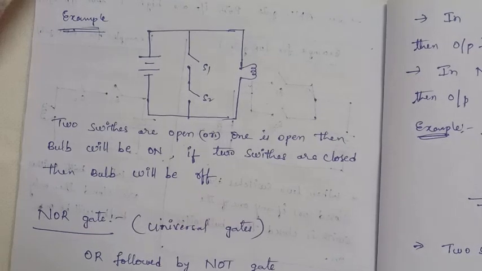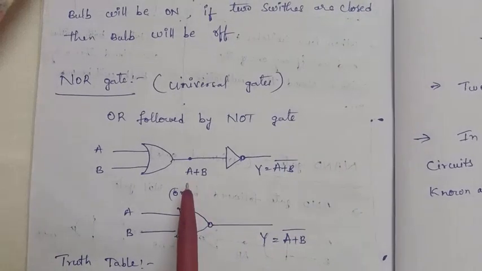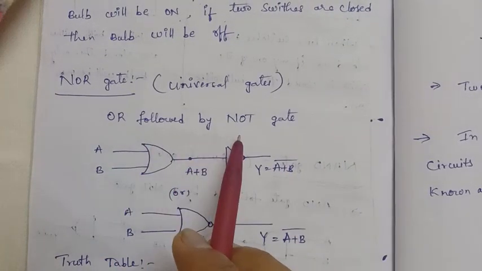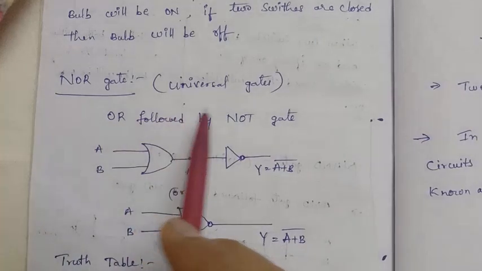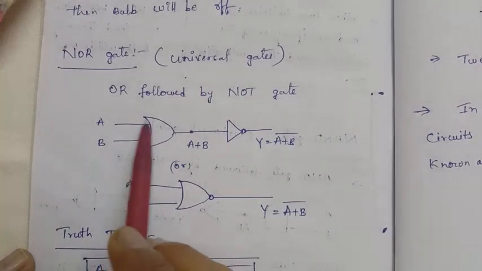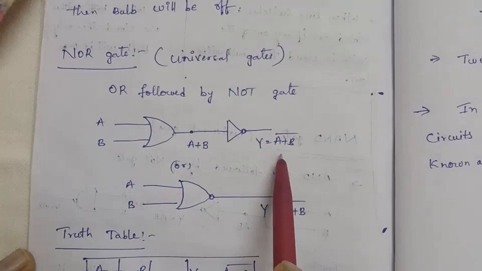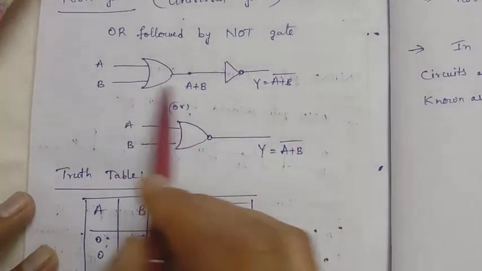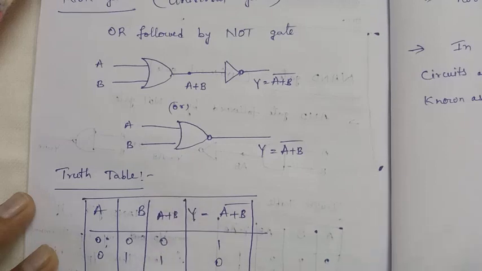Okay, further. And similarly, NOR gate. OR gate followed by NOT gate is called the NOR gate. Simply what you learned in OR gate, it is the symbol for OR. It is followed by NOT, then it is called the NOR gate. So for this equivalent, it is the symbol you have to use for the NOR gate.